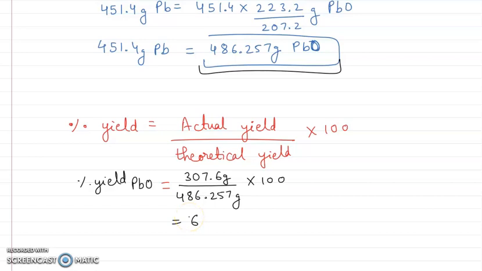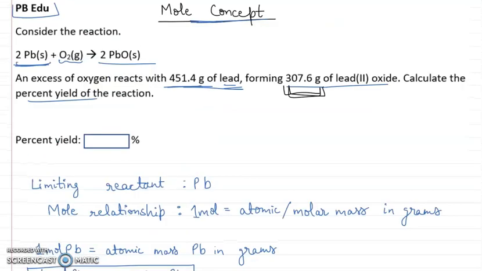So the percentage yield is 63.26 percent. So the answer is 63.26. We can write the answer here: 63.26. So we have the answer here.